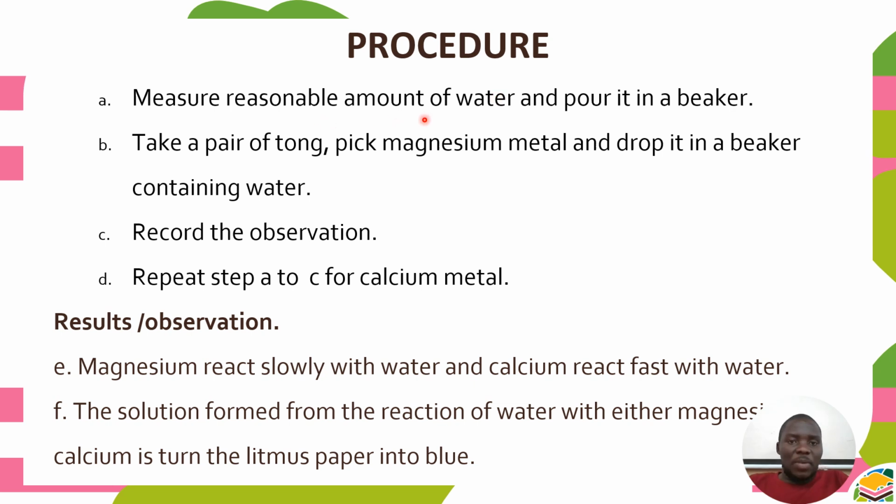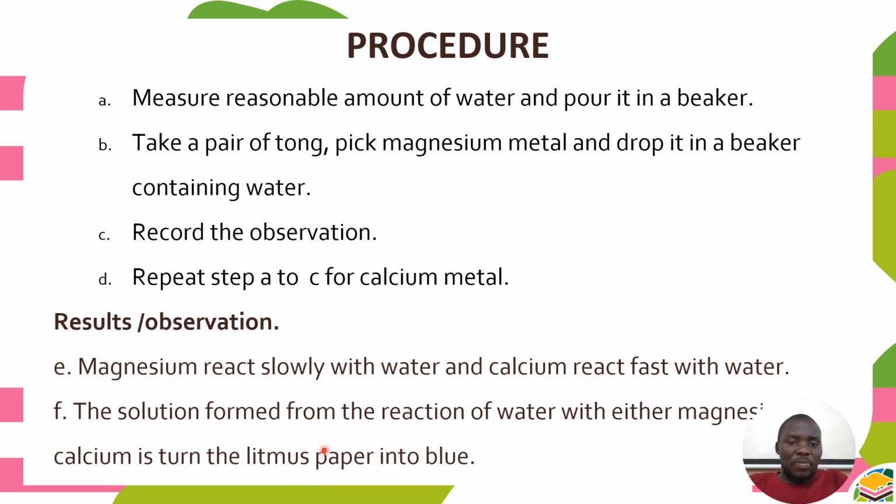Procedure: measure a reasonable amount of water and pour it in a beaker. Take a pair of tongs and pick magnesium metal and drop it in a beaker containing water. Record the observation. Repeat the steps A to C using calcium as well as beryllium. So the results: magnesium reacts slowly with water and calcium reacts fast with water.